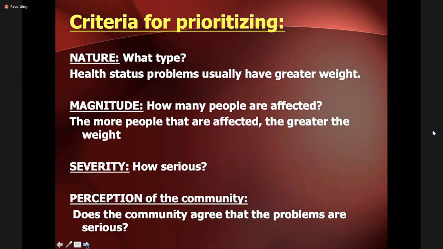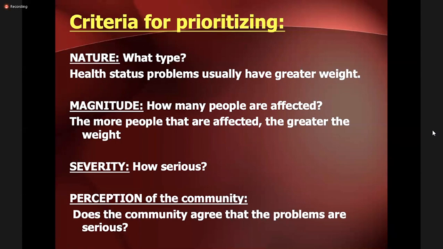Okay. So what are some of the criteria for prioritization? First is, what type of problem is this? Is it health status, health-related, or a health resource problem? Usually, if it's a health status problem, it has a greater weight in terms of the nature.